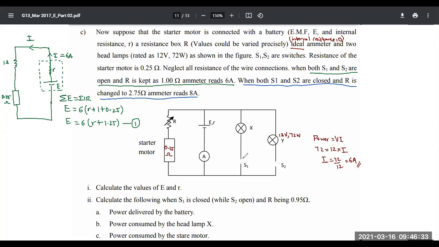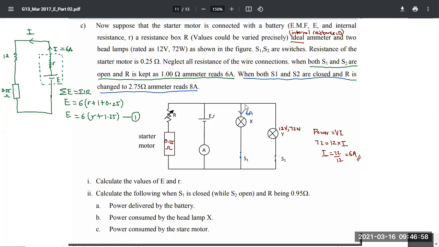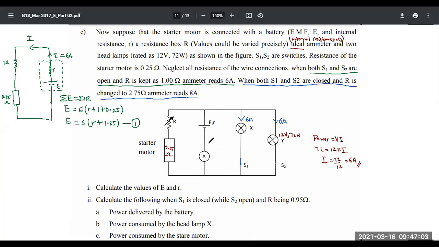Now the switch is on. And the thing is, they have not mentioned anything about the headlamp. So we have to assume that for the proper functioning of headlamps, we need 6 ampere current through the headlamps, people. So let's go with that same current, 6 ampere current, and through this also 6 ampere current is going to flow. And careful, the ammeter reading is the current going through the battery as well.